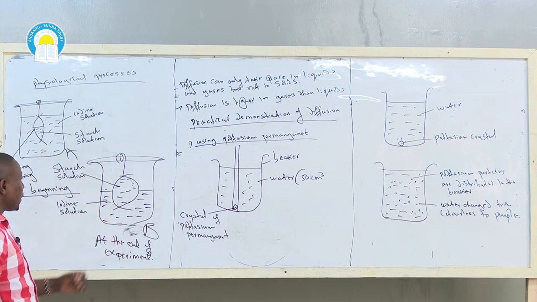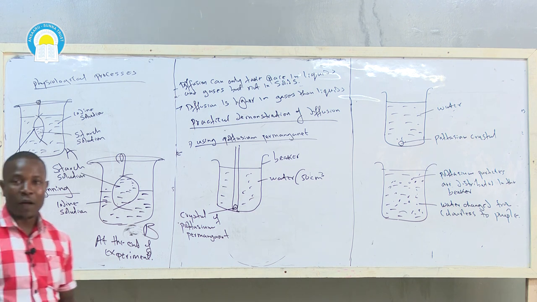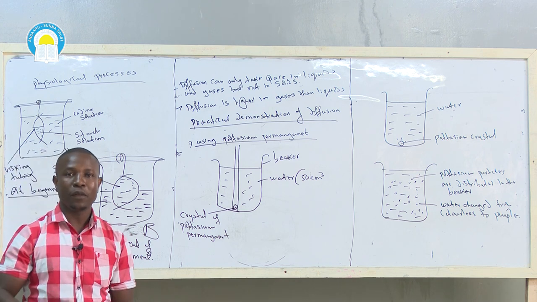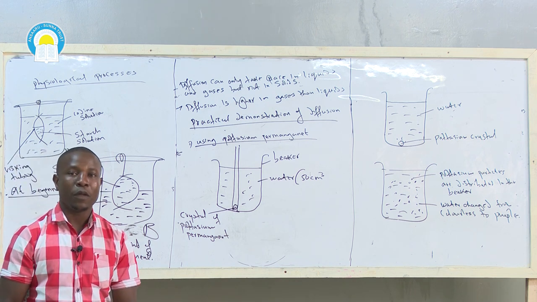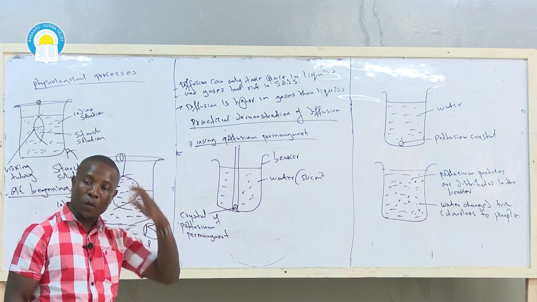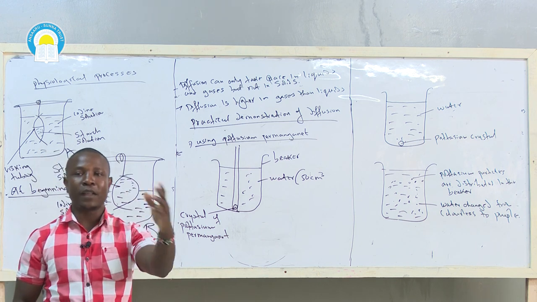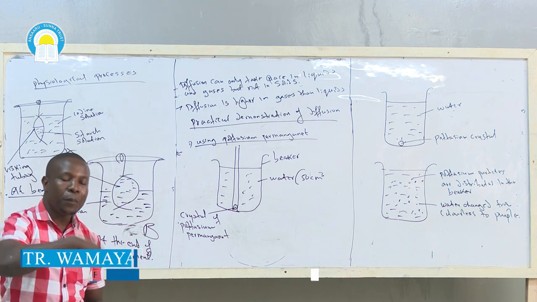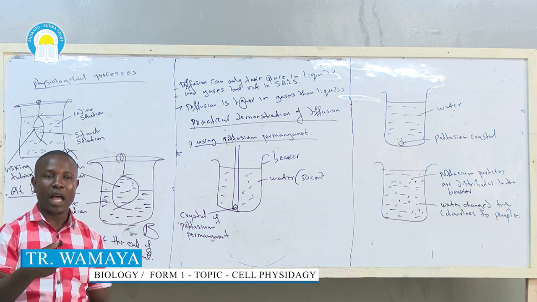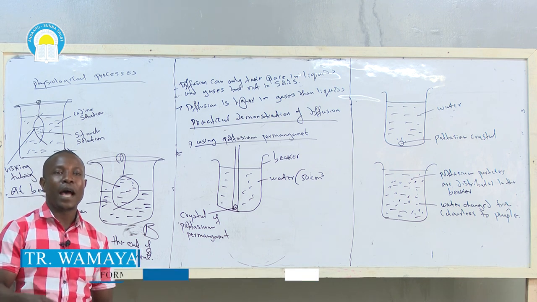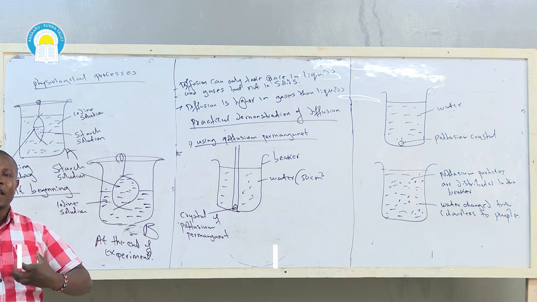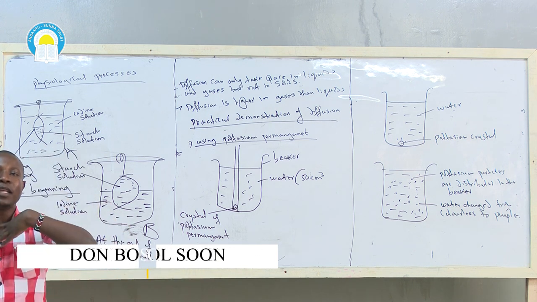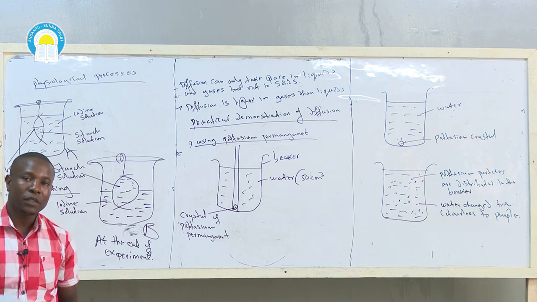So, as I wind up, we also have another practical demonstration of diffusion. This is the last one, using a perfume. If you're in a class or in a room, whereby one person is at the end of the corner and the other one is at the other end of the corner. The one at the end of the corner opens up the bottle of perfume. After some minutes, some seconds, I'll be able to feel it from here. Why? Because the particles will move from a highly concentrated region to a lowly concentrated region. That's how diffusion takes place.